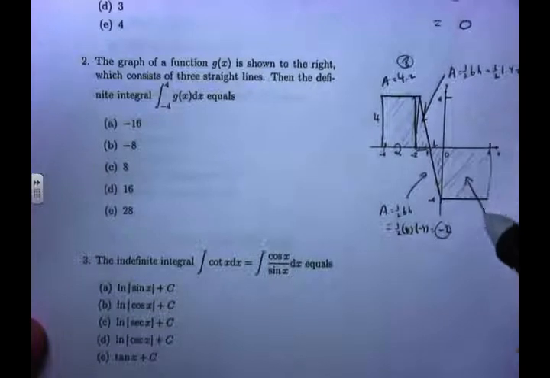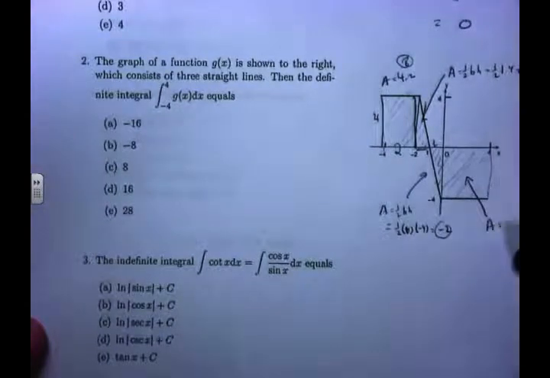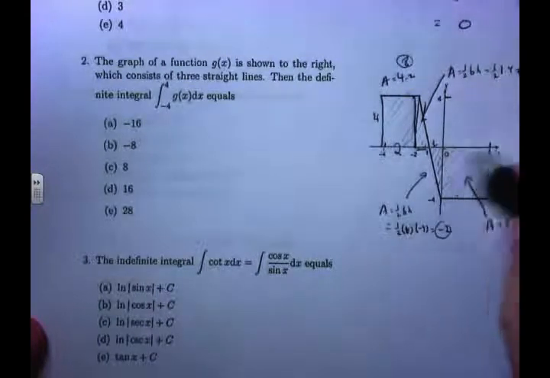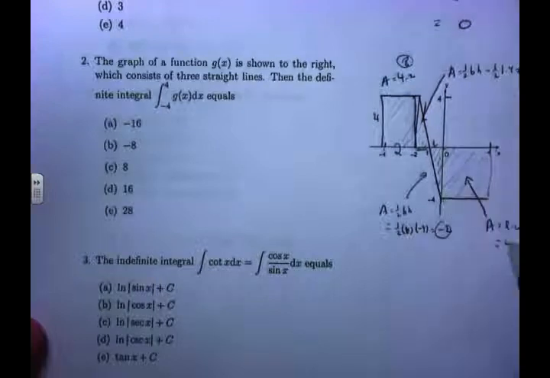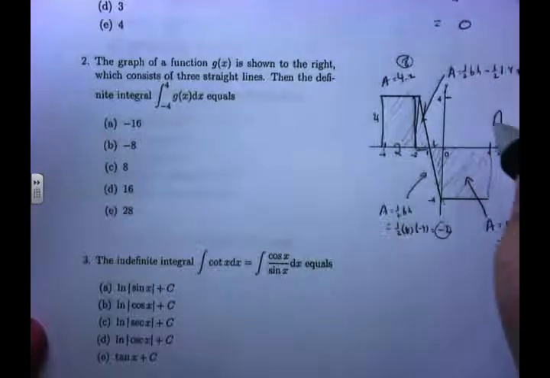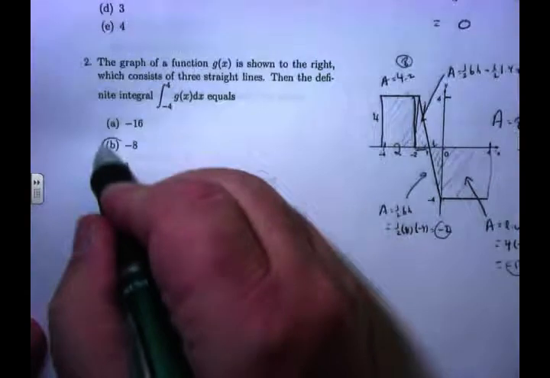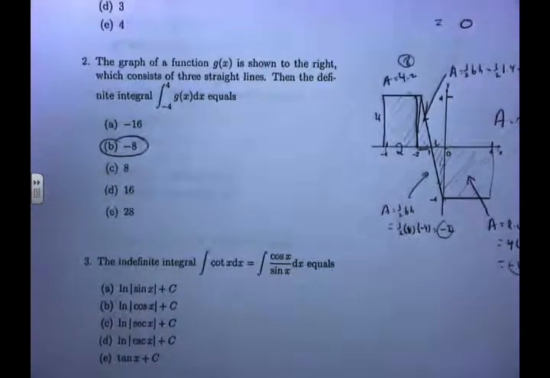And the area of this part right in here is back to a rectangle, which is length times width. The width is 4, the length is negative 4, because it's below the x-axis there, so that's negative 16. So I add it up. My total area is going to be 8 plus 2 minus 2 minus 16. Well, those cancel, and 8 minus 16 is negative 8. The answer is B.